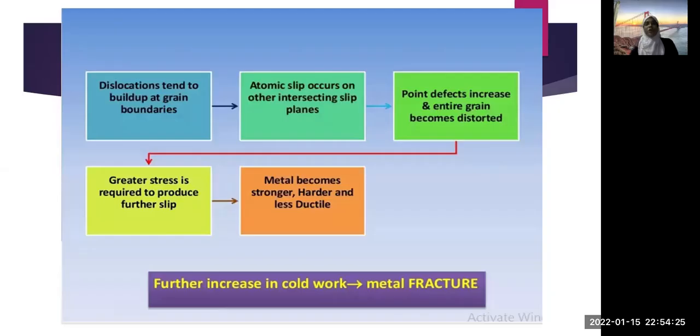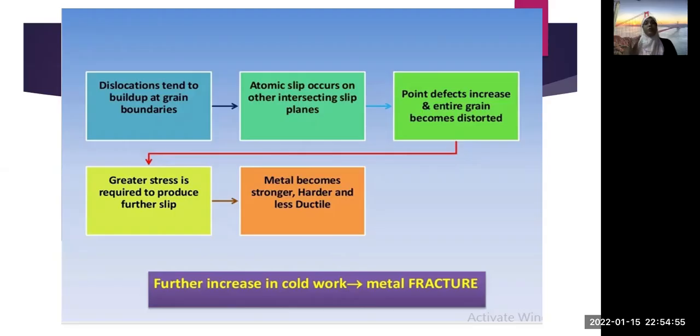In short, dislocations tend to build up at the boundaries of the grains. There is an atomic slip which is going to occur, and then you're going to have point defects also. Because of all these dislocations, be it point defect or line defect, your entire grain gets distorted, and as a result you have a slip taking place in the atomic structure. And as a result, the metal deforms plastically.